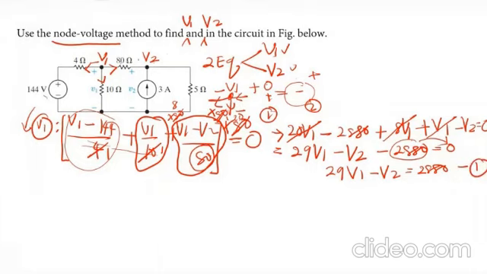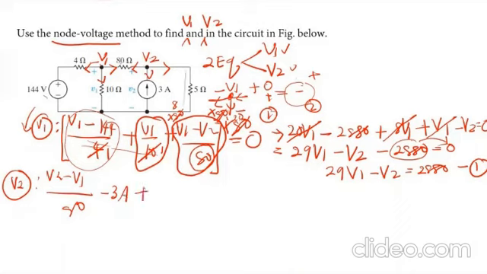Then move on to node V2. Again, I want to make everything leave the node. So here we have V2 minus V1 over 80. Then, because this is the opposite direction to the other three, here you will have negative 3 ampere. And then plus V2 over 5, equal to 0.